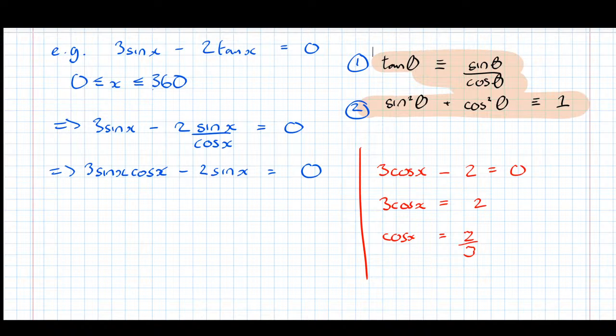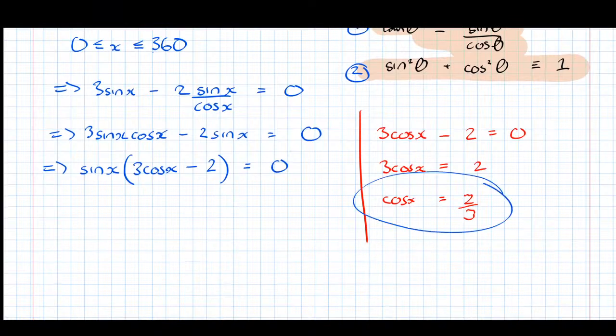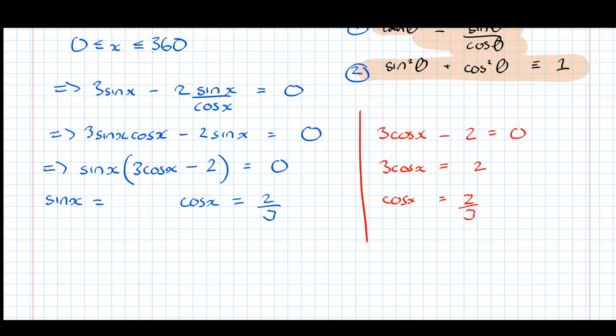So in this case, taking out sine x as a factor, we get 3 cos x minus 2 equals 0. And that leads to this solution here, cos x equals 2/3, which we want. But had we just divided by sine x, we'd have lost this solution here, the sine x equals 0. You divided by sine x, being sure that it couldn't equal 0, but actually it could, so that messed that up for us. So when you get something like this, always factorise.